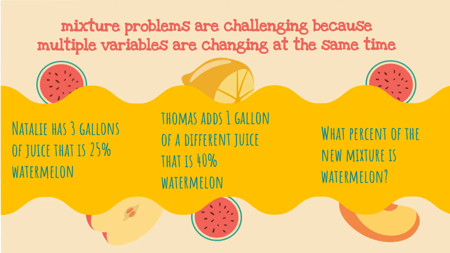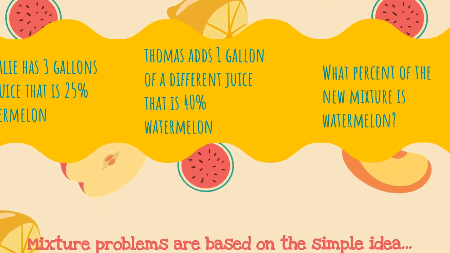All right, Natalie has 3 gallons of juice that's 25% watermelon. So that means that in her 3 gallons, there's stuff that's not watermelon and 25% is watermelon. Thomas adds 1 gallon of a different juice that's 40% watermelon. The question is, what percent of the new mixture is watermelon? So you can see that you've got percents in 2 different settings, and then you've got a total, and they're asking you for another percent. This is just one model of mixture problems. They come in all different flavors, but for right now, we're going to focus on this one.